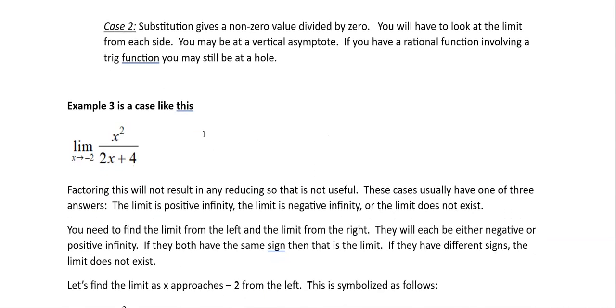So case 2 of substituting and getting division by 0 is you get a number divided by 0. What that means is you're probably not going to be able to factor and reduce. So if I factor x squared over 2x plus 4, I get x times x over 2x plus 4. And I cannot reduce the x with the x because I'm dealing with terms, not factors, on the bottom. 2x and 4 are separate terms. I can only do it if it was 2x times 4. So I can't reduce this one. So I have to look at another method.